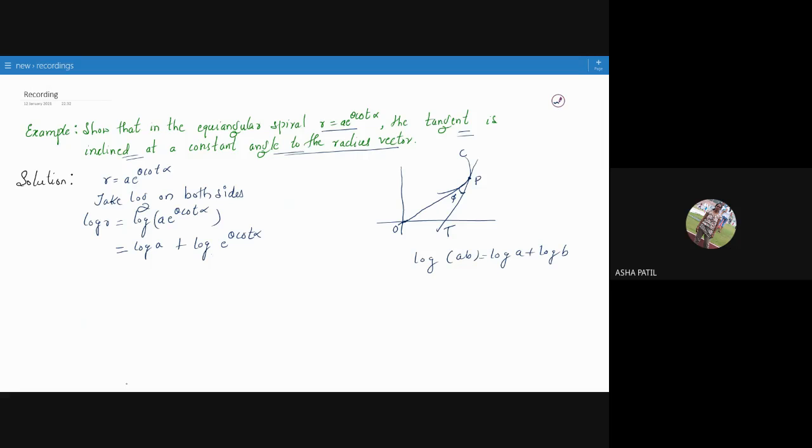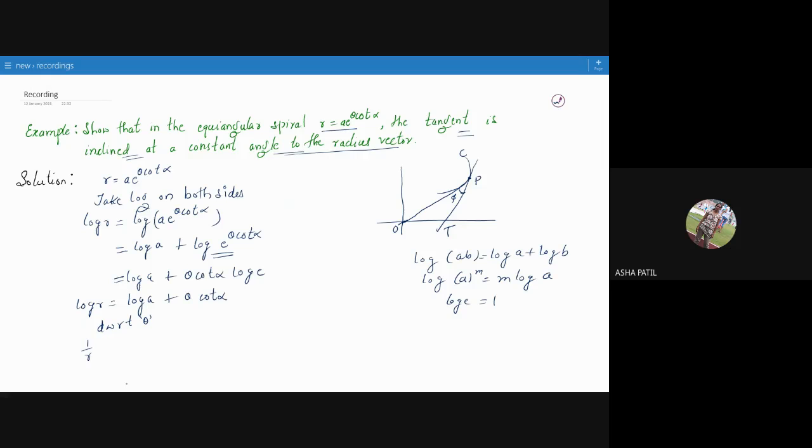Now the second term is again in the form of log A raised to m, which can be written as m log A. Now using this property, we'll further write this as log a plus theta cot alpha into log e. But we know that log e is 1. Hence, we obtain log r is equal to log a plus theta cot alpha. Log e is 1. Now, we'll differentiate this equation with respect to theta.